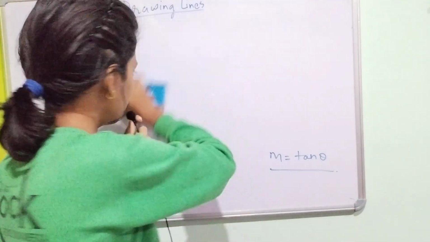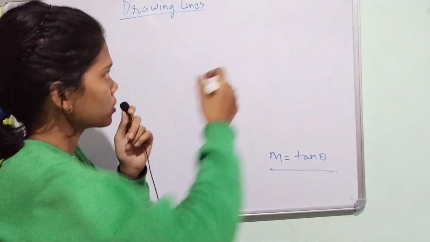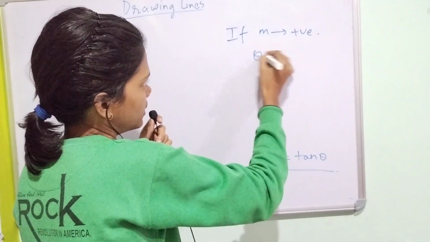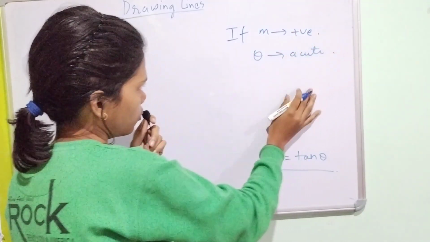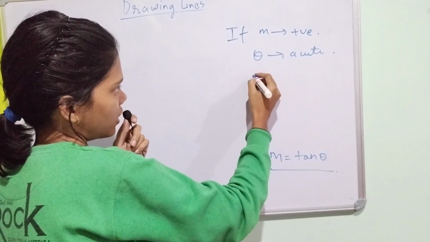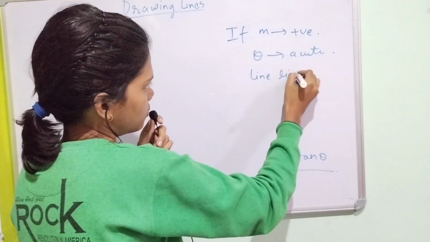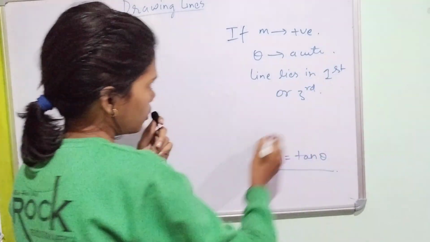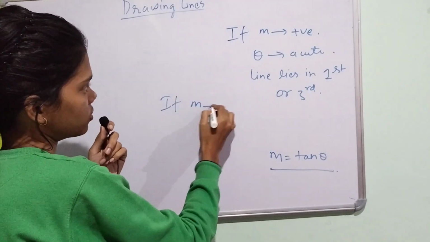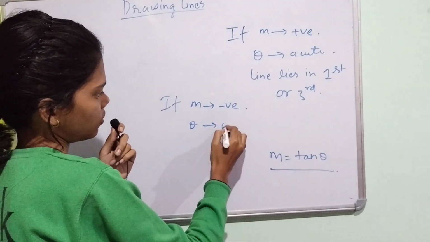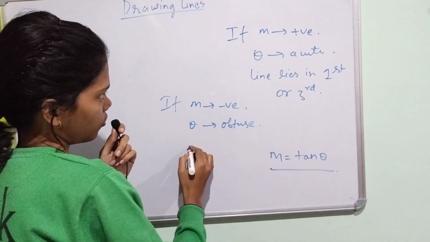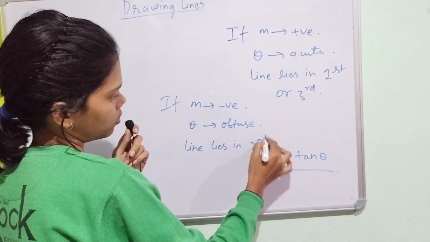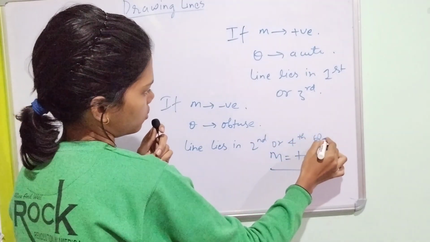So from here we can say that if the slope is positive, if m is positive, then theta must be an acute angle, and the line lies in the first or third quadrant. And if m is negative, then of course theta will be an obtuse angle, and of course the line lies in the second or fourth quadrant.